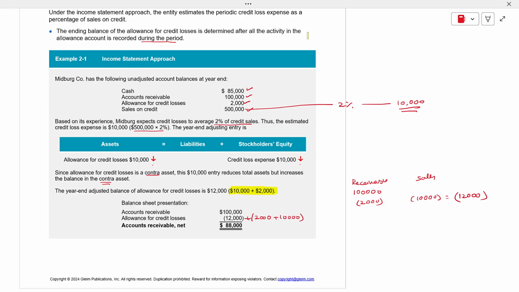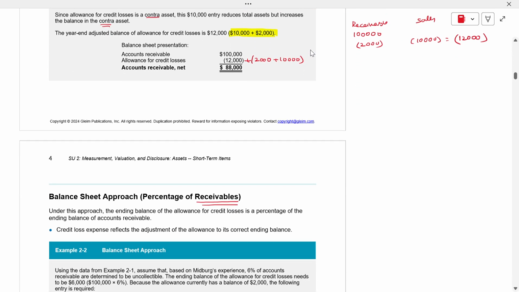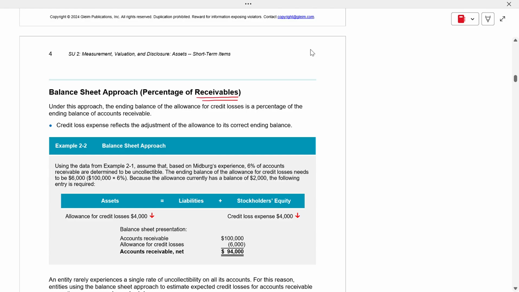Are you clear about this? Yeah. Okay. We are talking about accounts receivable, and how it is going to be with respect to the balance sheet approach of percentage. This is percentage of receivables. This is not percentage of sales. This is percentage of receivables.